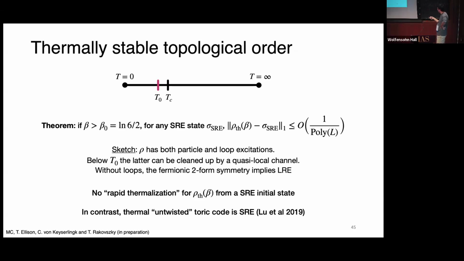Just to compare, the untwisted version where you don't have this funny X on the plaquette is actually short-range entanglement, shown explicitly in this paper. Okay, so there's an interpretation of this statement in terms of how fast you thermalize the state: you cannot have rapid mixing or rapid thermalization for this particular state if you start from a short-range entangled state.